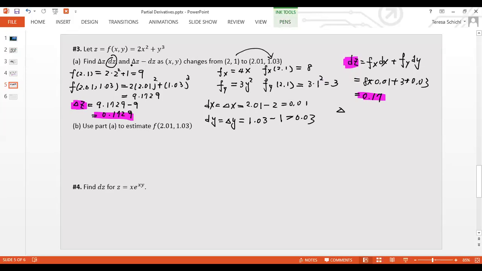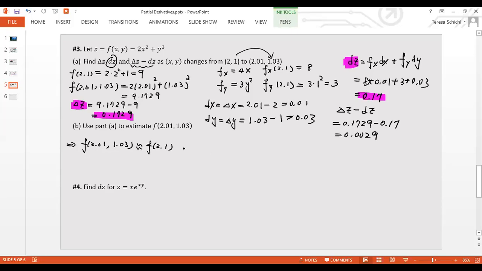So the next part is delta z minus dz. It will just be 0.1729 minus 0.17, so this is 0.0029. You see, the difference is very small, right? Okay, so then they say to use part A to estimate here. Just like we use a linear approximation, f(2.01, 1.03) is approximately f(2, 1).